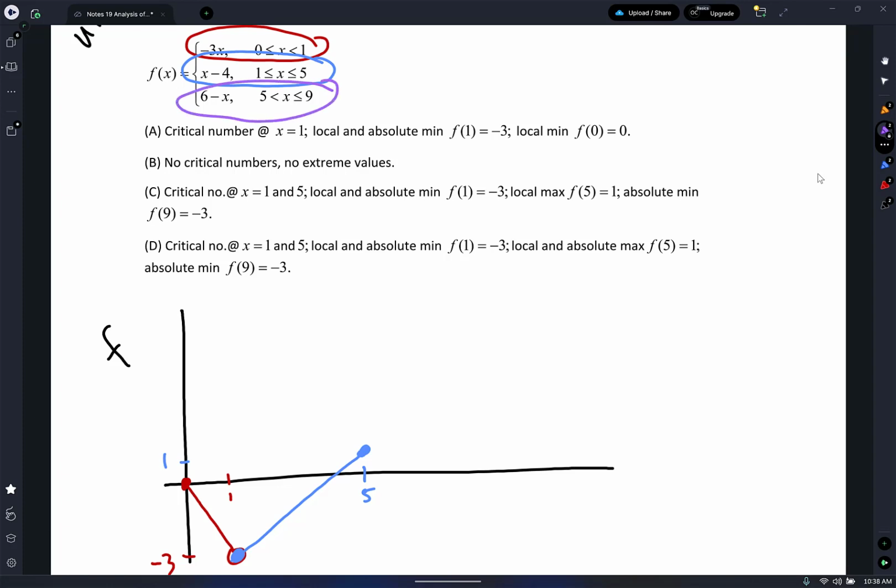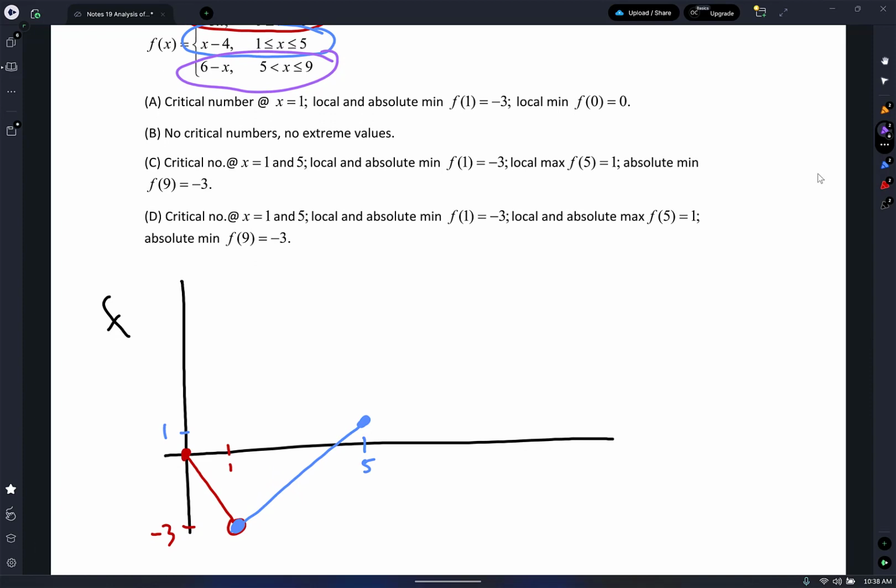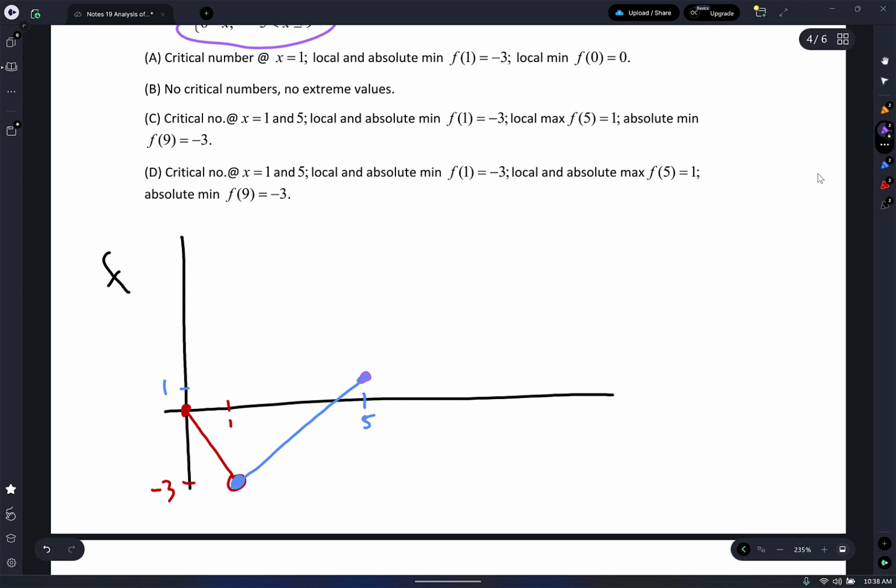So if I put a 5 in there, 6 minus 5 is 1. And if I put a 9, 6 minus 9, that's negative 3 again. So I'm going to go to negative 3. That's the lowest I go, and I connect them. So here's how it looks.